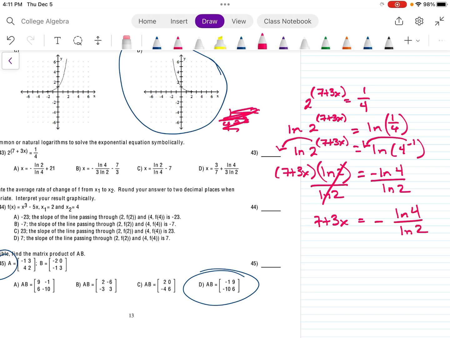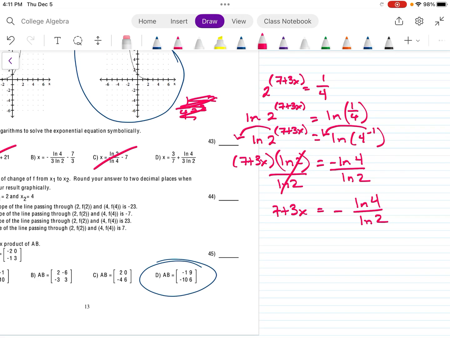All right, so now I can start taking out answer choices. Since I see that the ln of 2 is in the bottom, C cannot be an answer choice, and A cannot be an answer choice because they have the ln of 4 in the bottom. So I know it's got to be either B or D. And now we can just carefully go through and get x by itself. So subtract the 7. It goes in behind it. So we have 3x equals negative ln of 4 over ln of 2, and then minus 7.